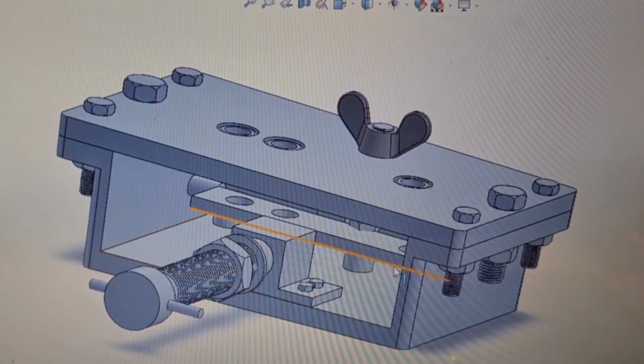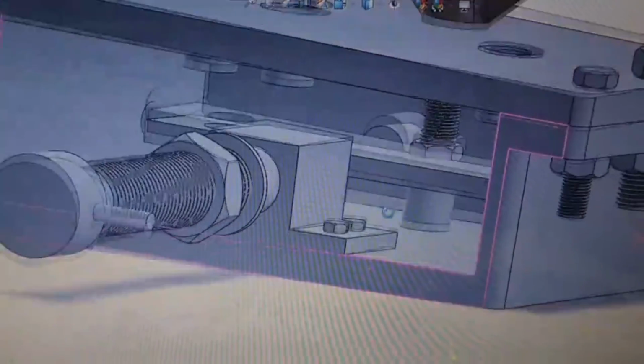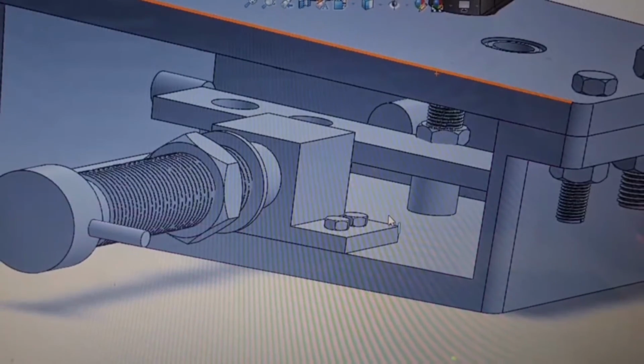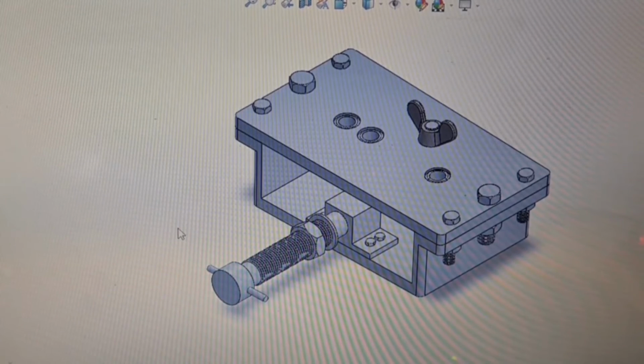There is no need to remove the screw, because it will reduce the time taken.